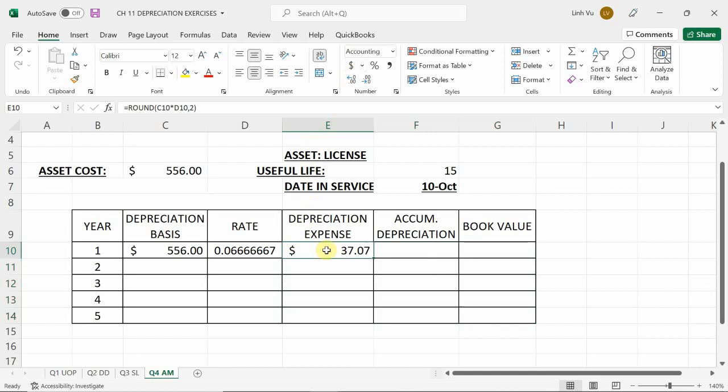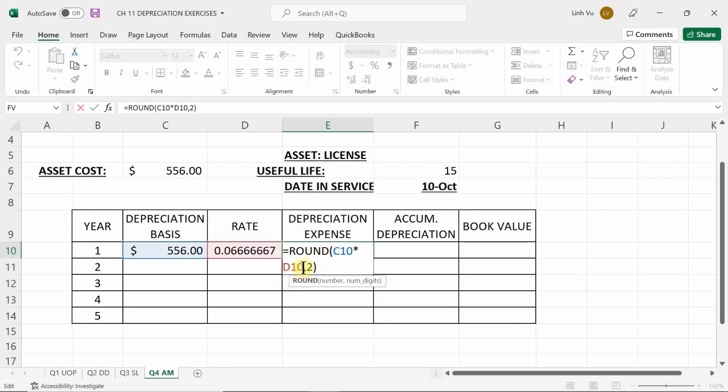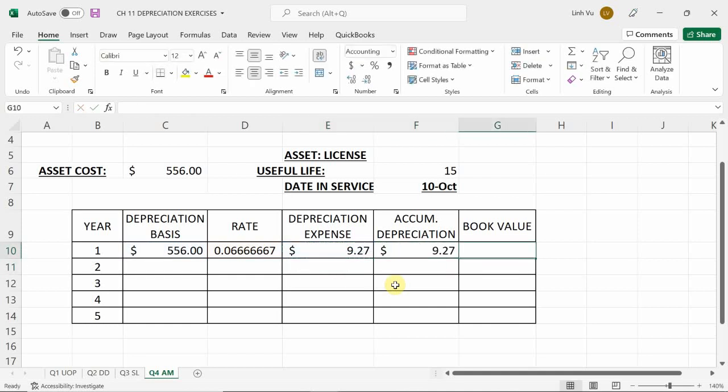So in this case, it's only 3 months out of 12. You're doing October, November, and December. So it'll be 9.27. Yep. Okay. So what's your book value? $546.73. Good.